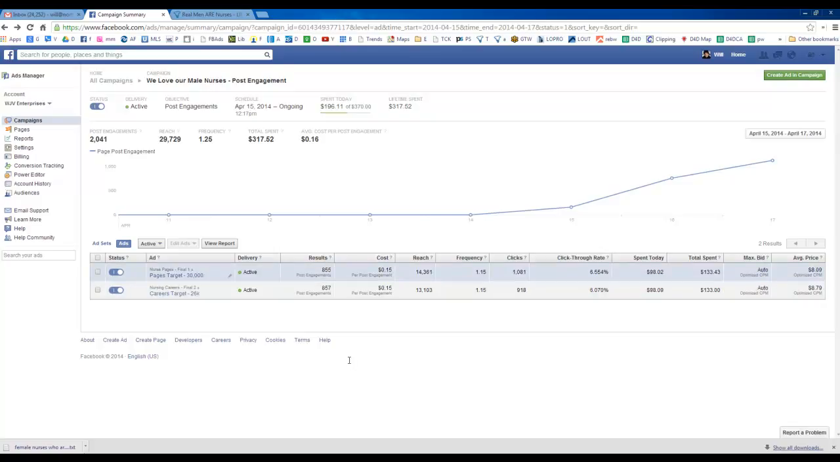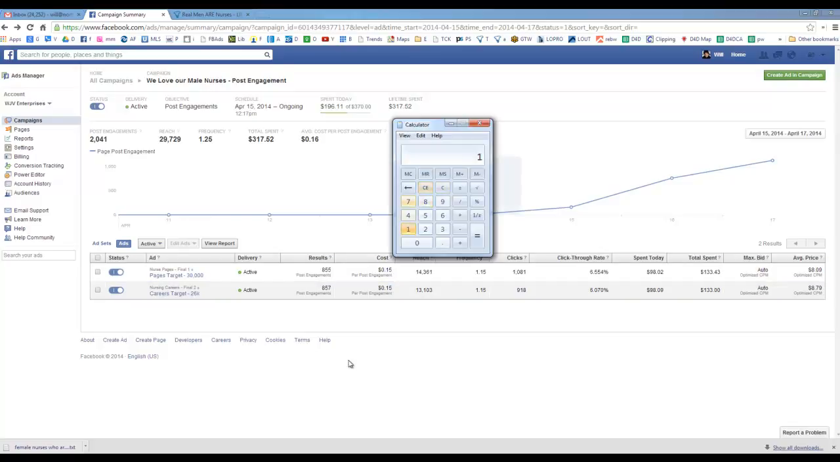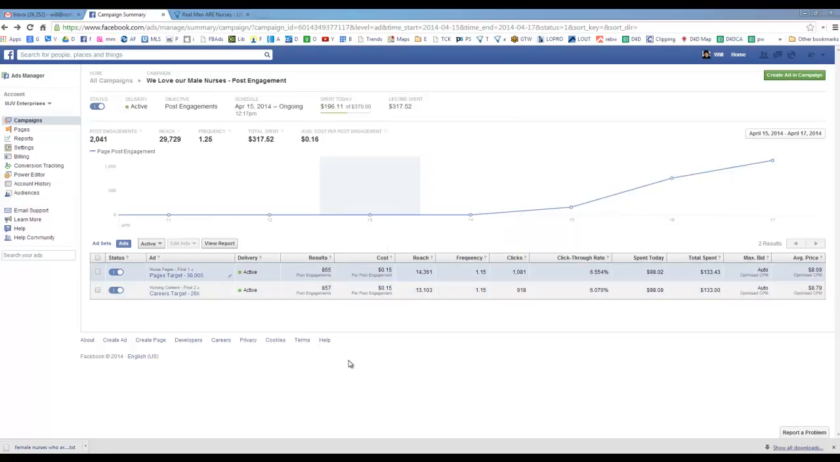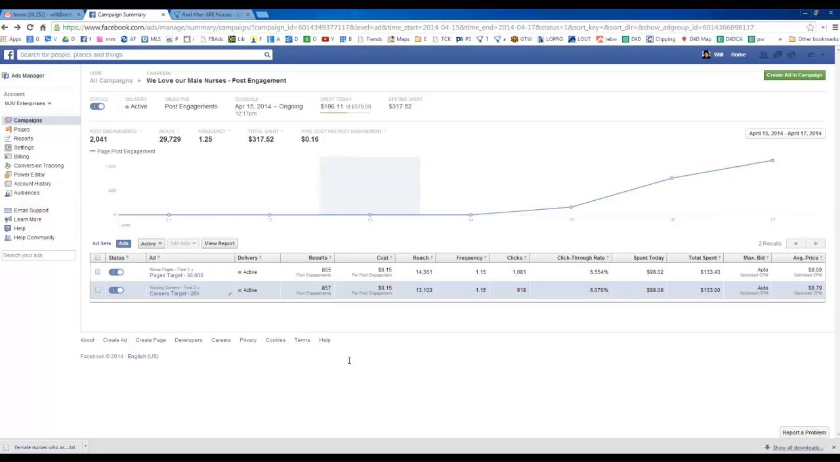855 engagement. Our cost per engagement has gone up significantly. Remember, we were hanging out around 11 cents per engagement. When you're talking about hundreds and hundreds of post engagements, 4 cents makes a big difference. Let's do the math. We're talking 1,700 post engagements, okay? So 1,700 times 0.04, that's $68.